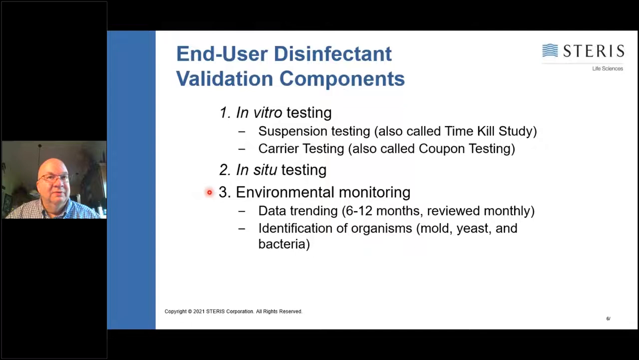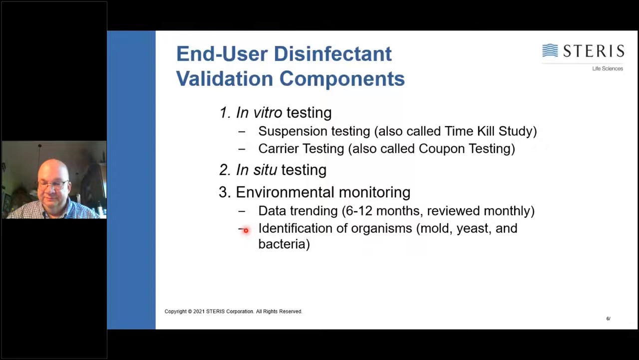And then ongoing environmental monitoring and data trending. Over a six to 12 month time period, when you start up a new clean room facility, you should be gathering that environmental trending data to get a feel for what microorganisms you have in your room: molds, yeast, bacillus, and any other types of bacteria. Through a risk analysis procedure, you then determine which organisms indigenous to that room you are going to include in your disinfectant coupon tests.